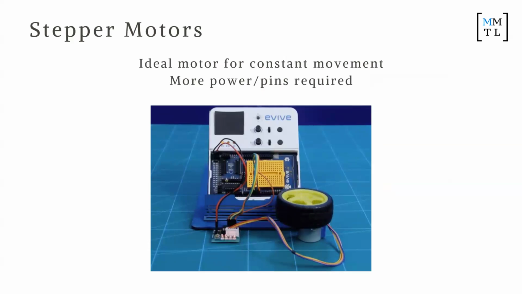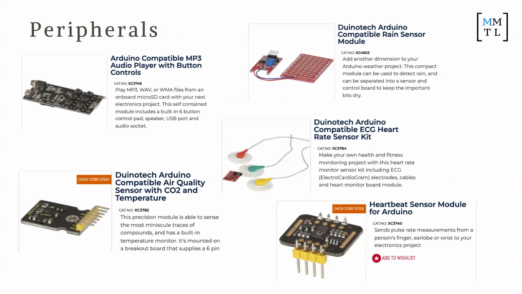And then the final one is steppers. So these are ideal motors for, for example, wheels. So anything where we need constant movement, right? More power, more pins, a little bit more complex motor. And so servos are usually a lot cheaper, a lot easier to use, but steppers are required when you need continuous movement.